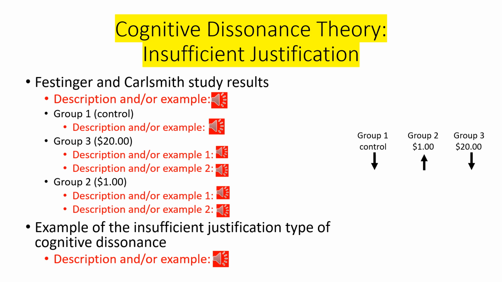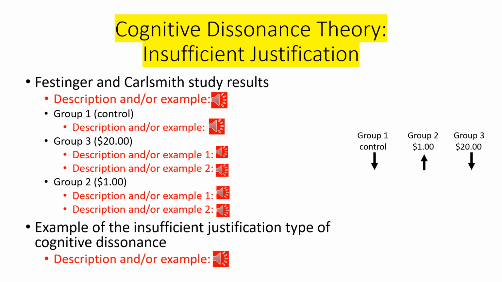Now let's take a look at group 2, the $1 group. The first thing these individuals do, again, is the 2 boring tasks. What's their attitude about those tasks when they finish? Well, based on the control group, we would assume, rightly so, that they're going to have a negative attitude about these 2 tasks. They're going to think they suck. Now, the next thing they do is they are asked to talk to the next subject for $1 and tell this person what a great time they had.